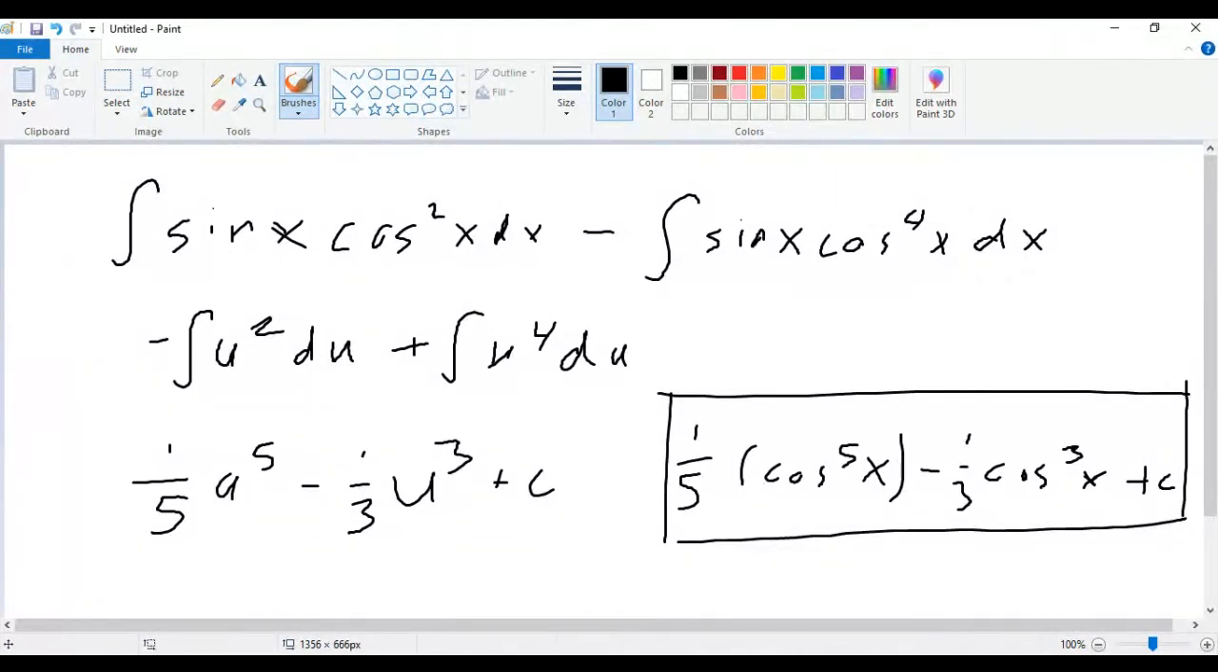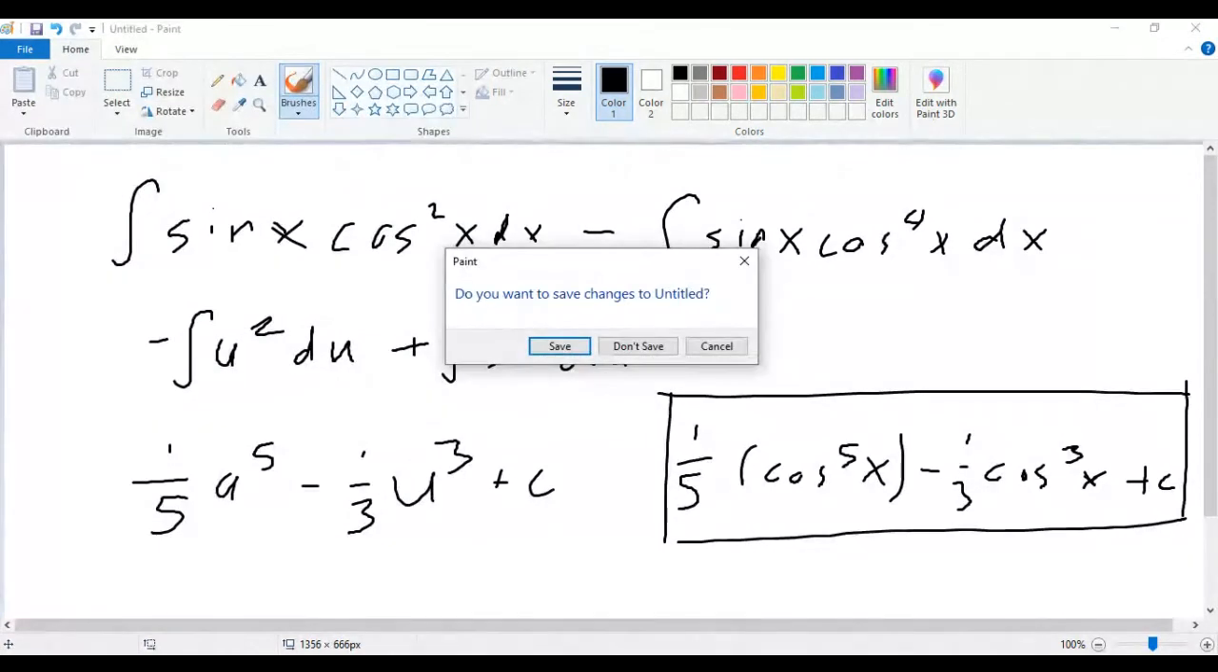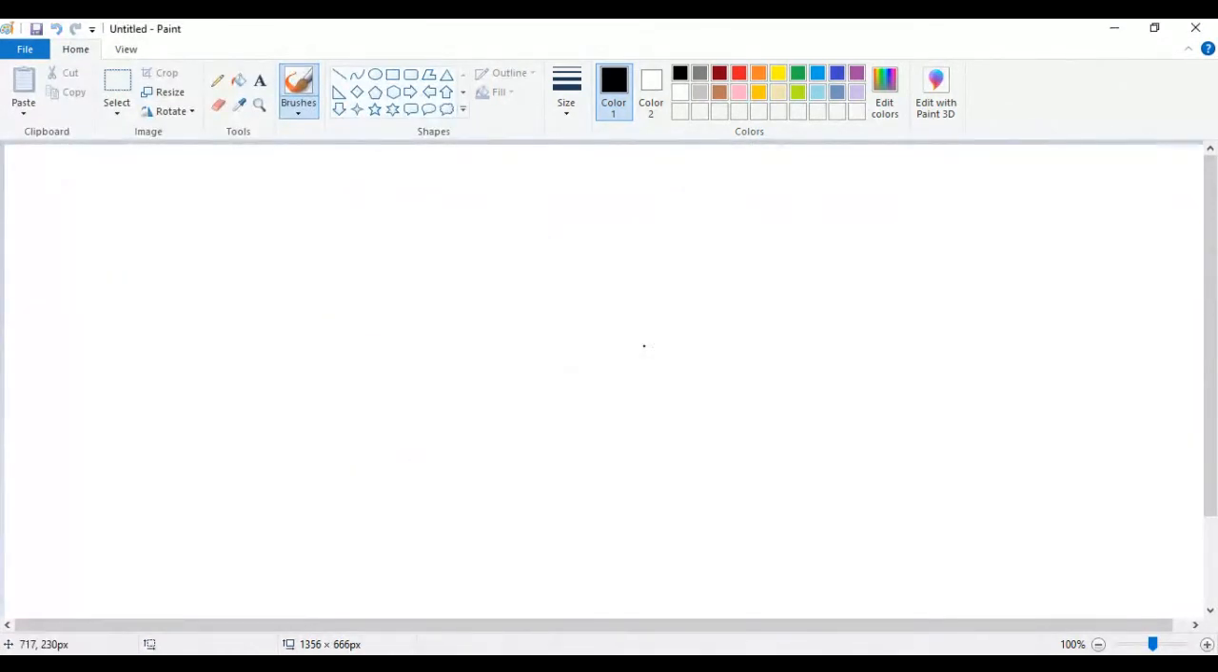For our next one, it's going to be a little different. It's going to look very similar though. The integral of sine squared of x cosine squared x dx.